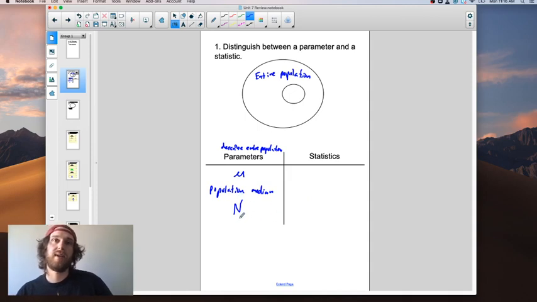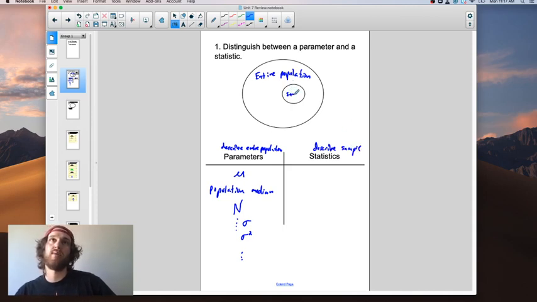And there are many parameters that you can find, okay? There's the median, the mean, the total number, and also, more importantly, might be the standard deviation or the variance of the population. Those are all parameters as well. So anything that describes the entire population. Okay, so statistics describe a subset of the population, or the sample.